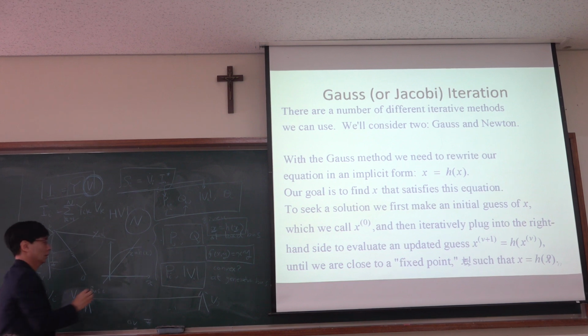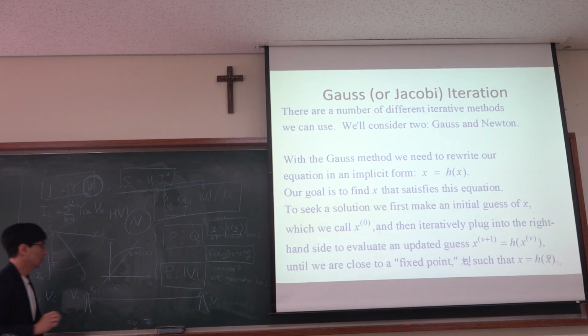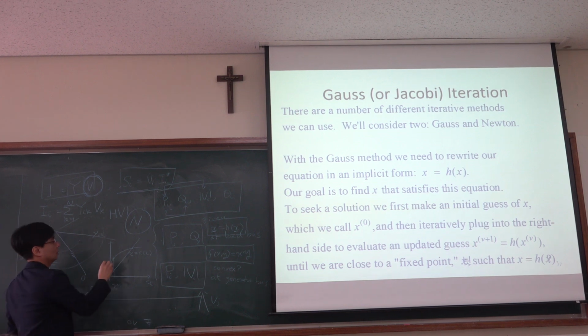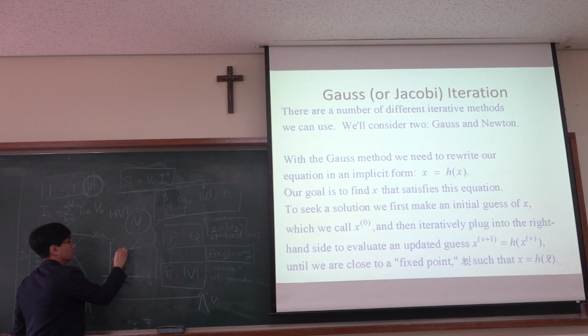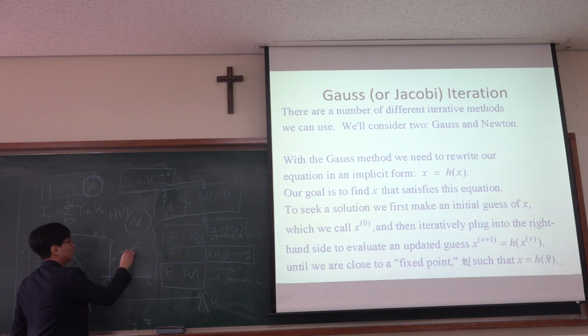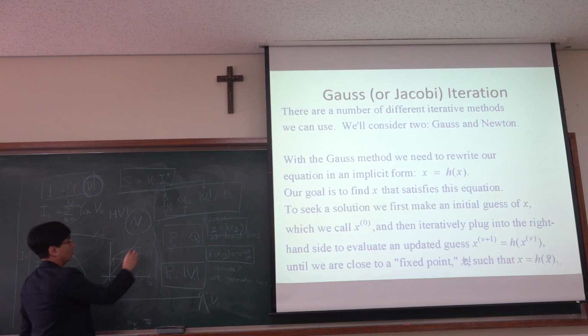Very simple. Start from some number. We need to use iteration. So let's start from some initial value x0, and then evaluate that function value, right? And then apply that value into this function again, and then you will get this value, and apply this value to that function again. Then you will get this value, and it converges to this point. Okay, very simple.